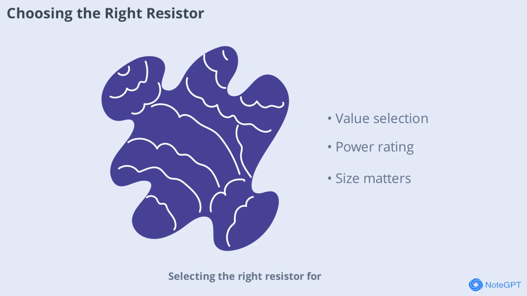Selecting the right resistor for your circuit involves considering resistance value, power rating, tolerance, and physical size. Each factor affects the performance and reliability of your design. By understanding these parameters, you can make informed choices that lead to successful and safe electronic projects.